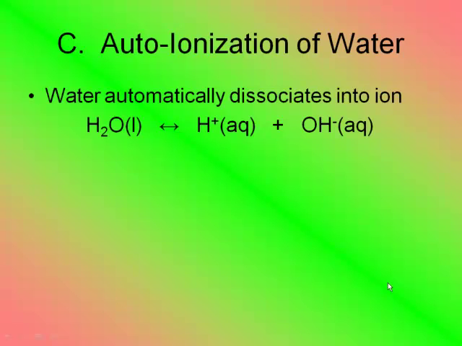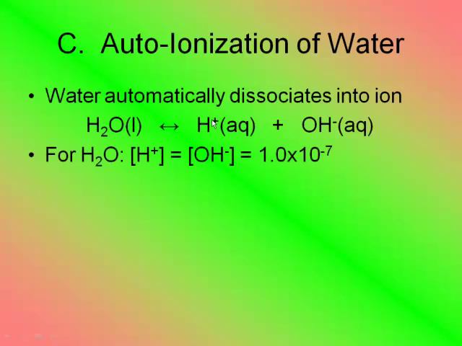But because water dissociates automatically into its ions, it's very useful in solutions because it can act as both an acid or a base. And I'll talk about that in a second. So what we know for water is, for pure water, the concentration of the H+ is exactly equal to the concentration of OH-, which has a molarity of 1.0 times 10 to the negative 7. Okay, so both of them have a value of 1.0 times 10 to the negative 7.